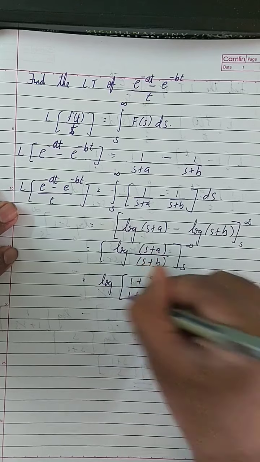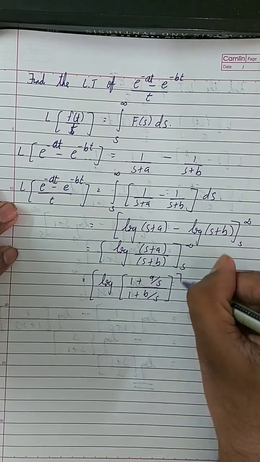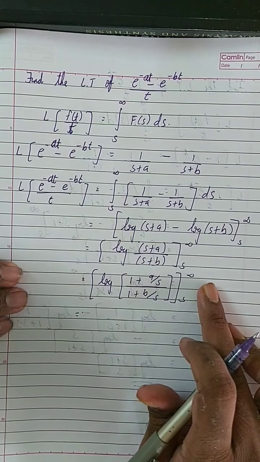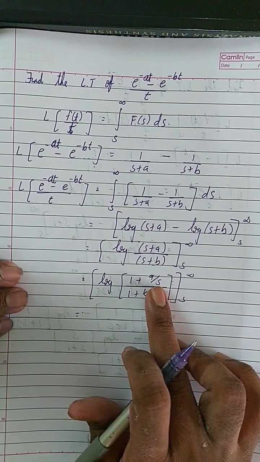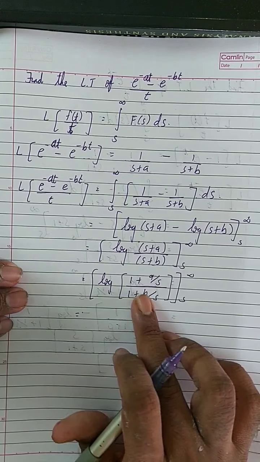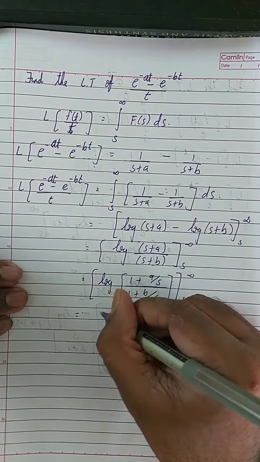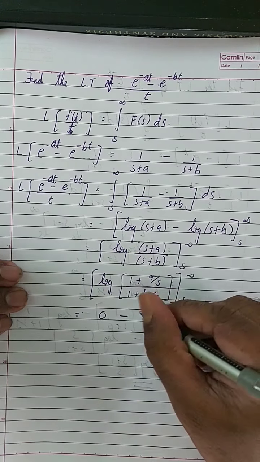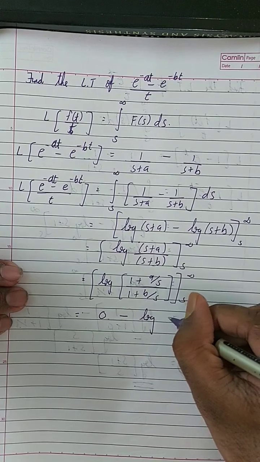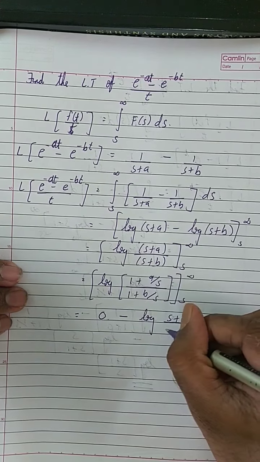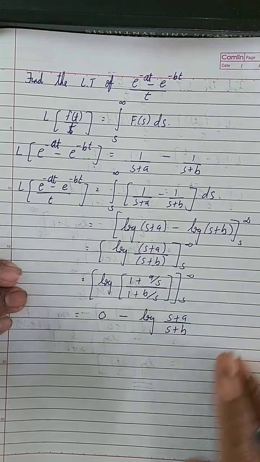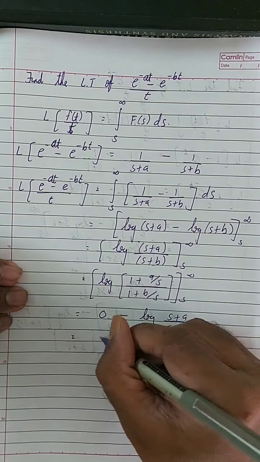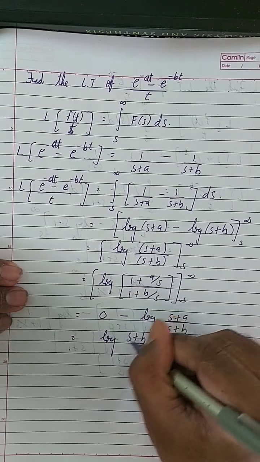Okay, from s to infinity. Now I can apply this equation. So if I substitute s as infinity, a by infinity is 0, so it will become log 1 by log 1, which is 0 itself, right? So this will become 0 minus, and if I substitute s over here, I will get the same equation. So therefore it will become log of s plus a by s plus b. Okay, so what is minus of log of s plus a by s plus b? It is nothing but the reciprocal, that is log of s plus b by s plus a.